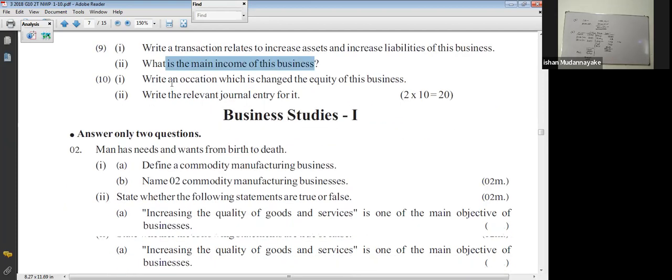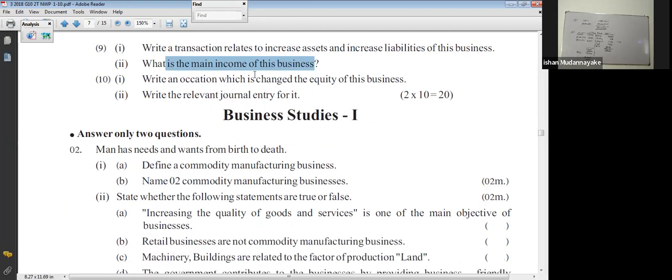Right, then question number 10. Write an occasion which changes the equity of this business. One of the occasions: fuel taken for personal use, 15,000 drawings. Fuel drawings 15,000. Repairing motor vehicles. Yes, here the question is to write an occasion which changes the equity of the business.